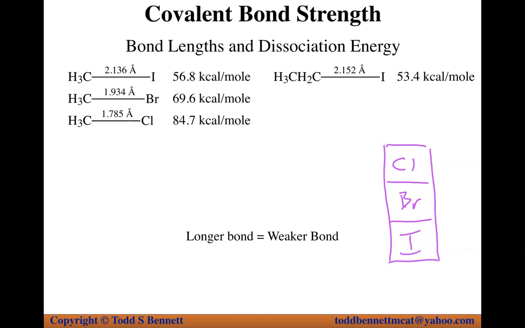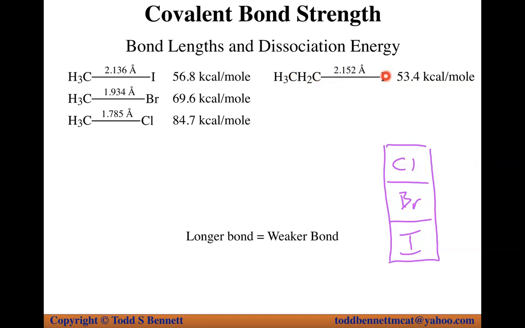Okay. The difference in what I've done here is this is an ethyl group, two carbons, instead of a methyl group, one carbon. So notice the bond length changes ever so slightly. It goes from 2.136 to 2.152. It's a little bit longer. That's partly because when you add more stuff, it crowds things and can push it away a little bit. Then also, we're going to learn that carbon, because it's closer to carbon in electronegativity, they're equal, than iodine.